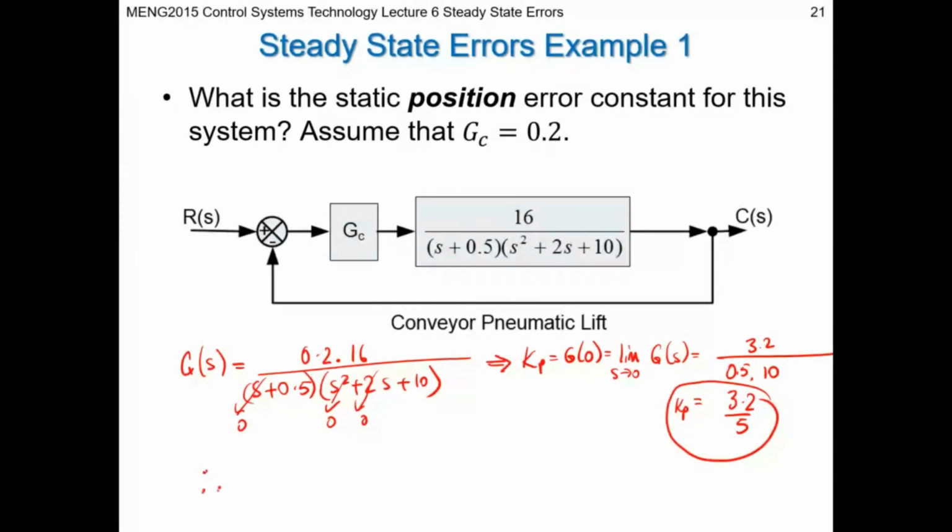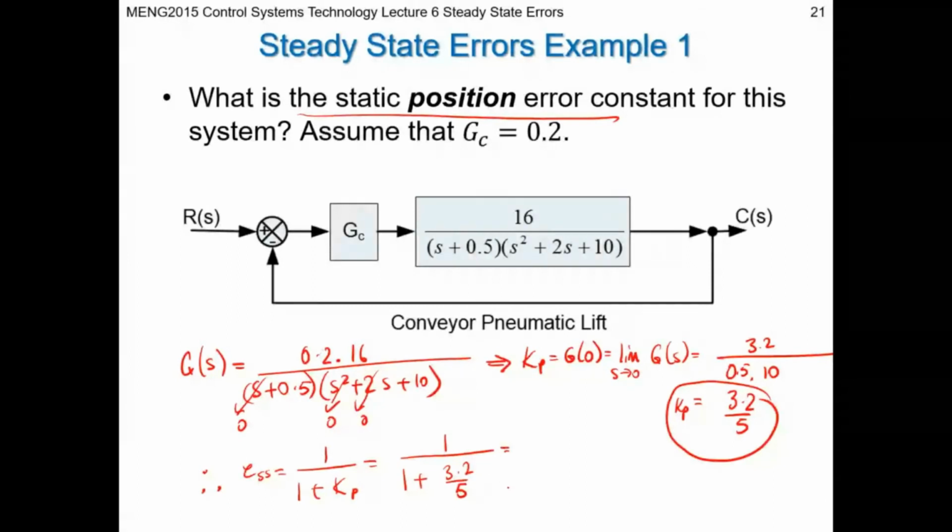Right, so therefore, we've got the answer to our question. What's the static position error constant? The static position error constant is 3.2 over 5. But if we want to get our steady state error, we learned it is 1 over 1 plus Kp, which equals 1 over 1 plus 3.2 over 5, and I think that's going to give us the same 5 over 8.2, so it should be the same 0.61.